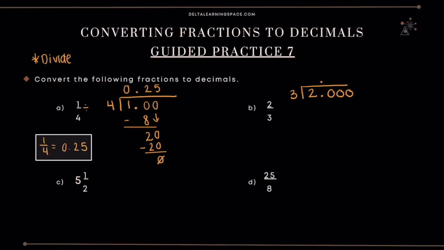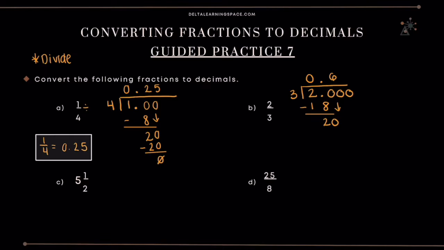3 cannot go into 2, so I will put a placeholder 0. 3 can go into 20 6 times. 6 times 3 is 18. Again, treating this not as 2.0, but as 20. 20 minus 18 is 2.